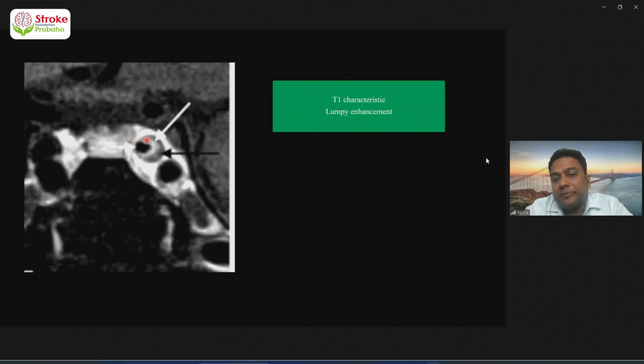So what happens is the fibrous cap tends to enhance. This is the lipid layer, and the outer layer, which is the adventitia, which in this proximal internal carotid artery can have vasa vasorum, and that can also enhance.